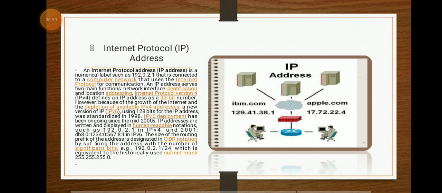The next slide is all about Internet Protocol address, or IP for short. So, what is an IP address? An Internet Protocol address or IP address is a numerical label such as 192.0.2.1 that is connected to a computer network that uses the Internet Protocol for communication. An IP address serves two main functions. So what is an IP address? An IP address is a unique numerical identifier for every device or network that connects to the internet.